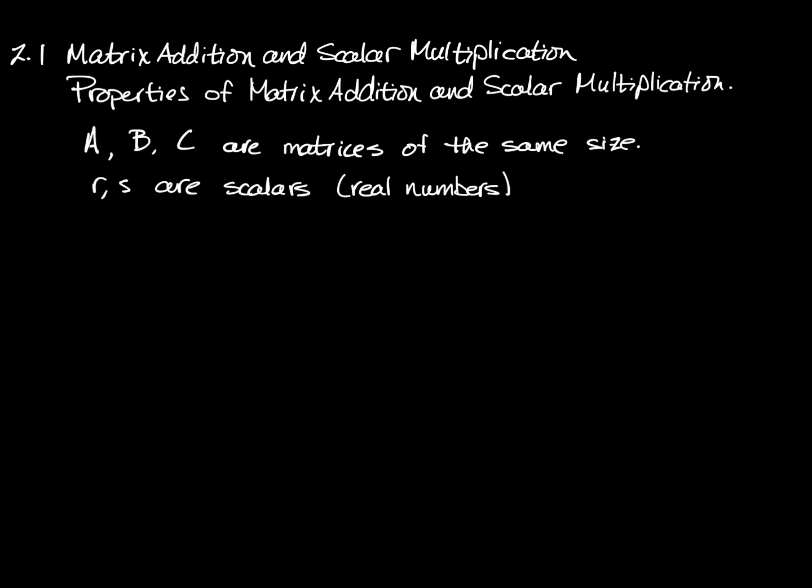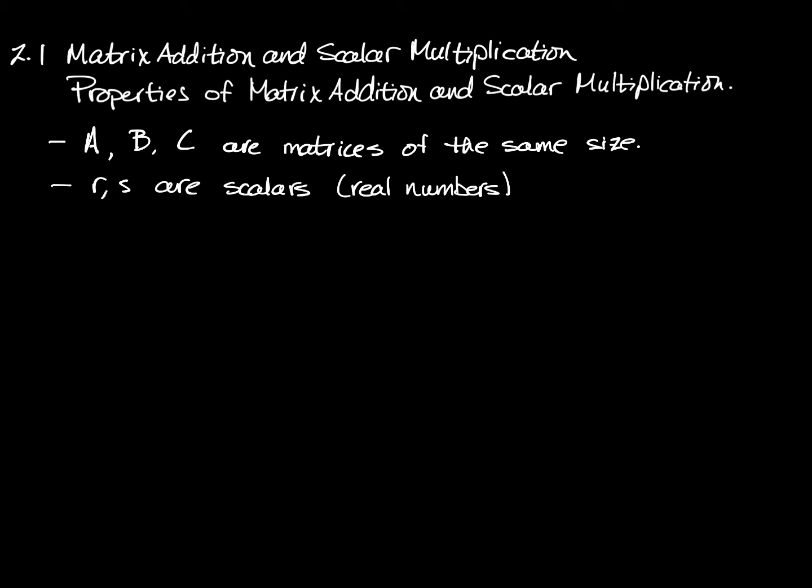We'll start with the assumption that A, B, and C, capital A, B, and C, which is the common notation for matrices, are matrices, and that all three of them are of the same size. Some of these properties don't work unless we set that restriction. All three of these matrices must be of the same size. And the letters R and S are going to stand for our scalars. All right, these are just real numbers.